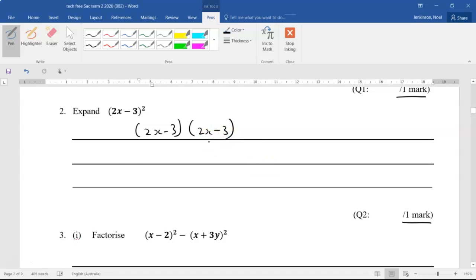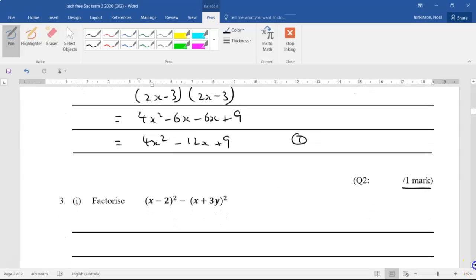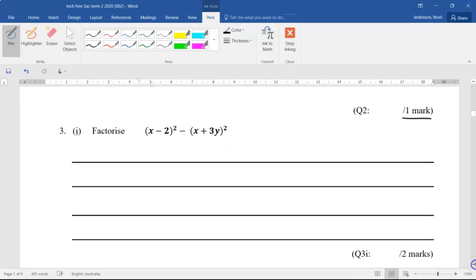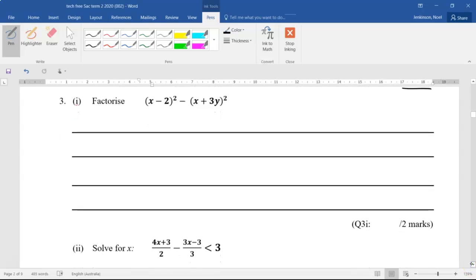to the answer. Or you can use FOIL, so multiplying the first terms, 4x squared, the outside terms minus 6x, the inside terms minus 6x, the last terms plus 9. Quick simplification, 4x squared minus 12x plus 9. That's worth 1 mark as well. I'll just tap the little down arrow on the scroll bar.